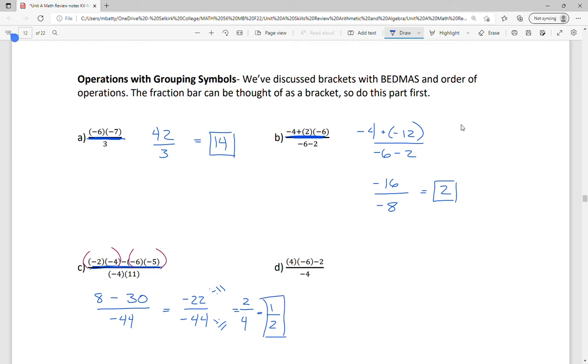Last one, talking them through. Put me on mute, fast forward it, whatever you like if you don't need it. I'm going to do the 4 times the -6 first, remembering that this is my grouping sign. I'm going to prioritize the top. I have -24 minus 2 all over -4. On the top, I'd have -26. On the bottom is -4. Reducing this, they're both divisible by 2. So I get 13 over 2 as a final answer, and that is a positive 13 over 2.